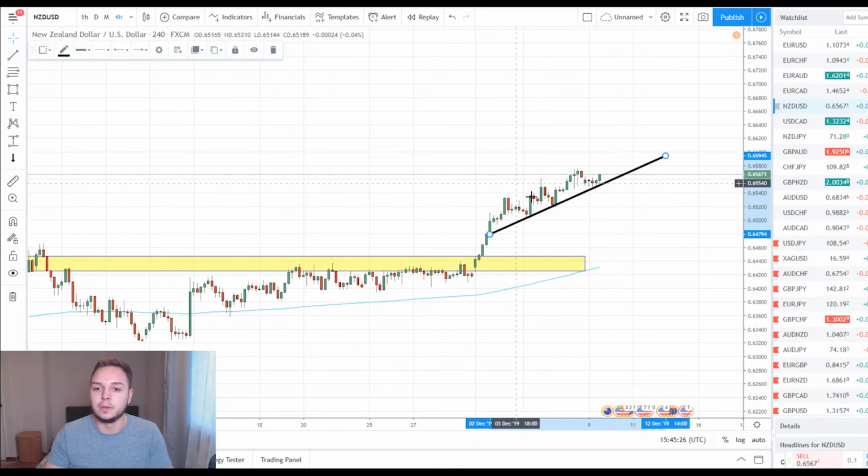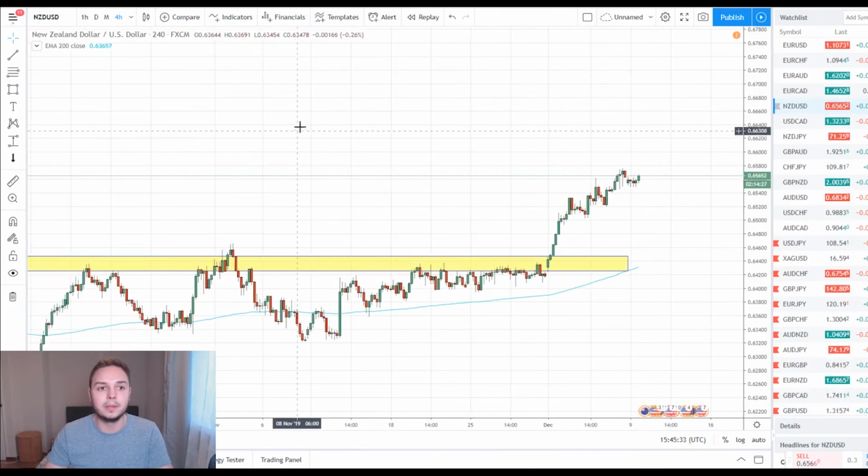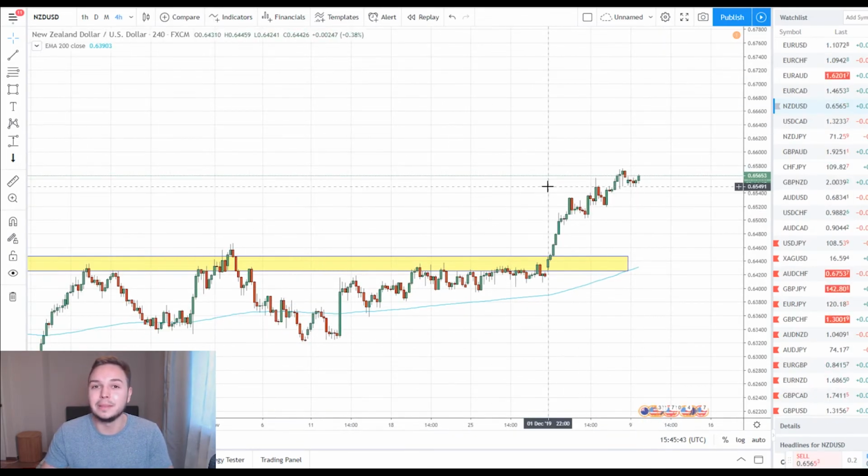Currently, as you can see, it's respecting this trend line zone, so it's probably going to carry on going up, doing higher highs every time. So let's see if that happens. Hopefully it does, and hopefully it makes me even more money. And if you have entered this NZD/USD trade, congratulations.